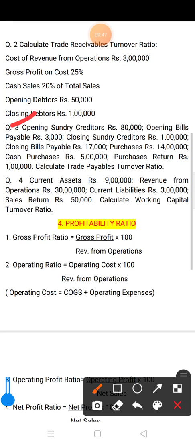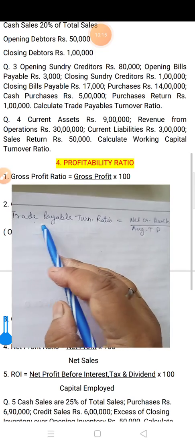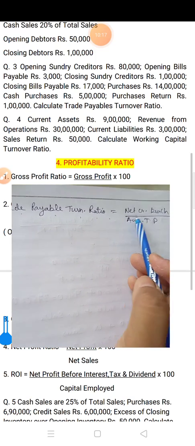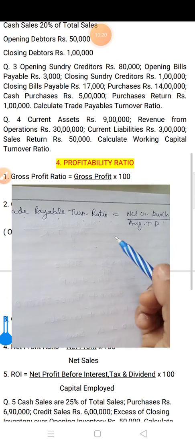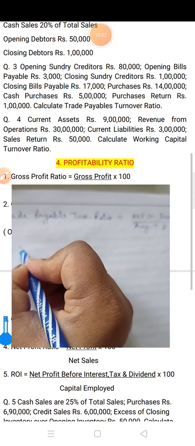And trade payable turnover ratio is net credit purchase upon average trade payable. Now children, first of all you have to calculate net credit purchases. For net credit purchases, cash purchases and purchase return is given. So let us start. See, the formula is trade payable turnover ratio is equal to net credit purchase upon average trade payable. Now you have to calculate net credit purchase.